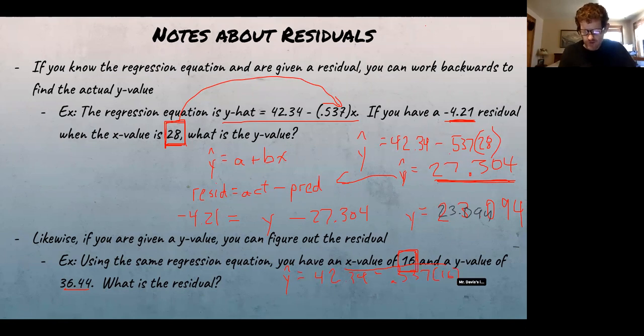Once we get this number, then what I don't know for this problem is the residual. But I do know the actual right here. So now I can plug that in, 36.44 minus whatever the result of that calculation above is. So I'll just put y hat. As soon as I know what y hat is, I'll plug that in and that'll tell me the residual. So there are questions on these types of problems.